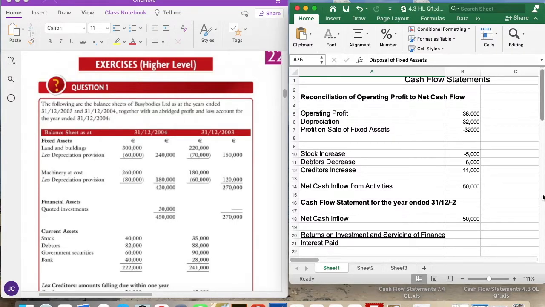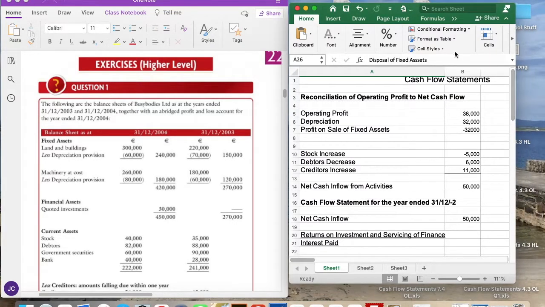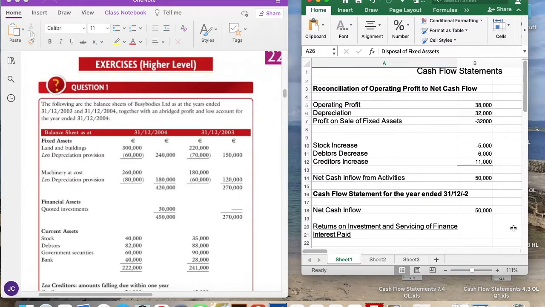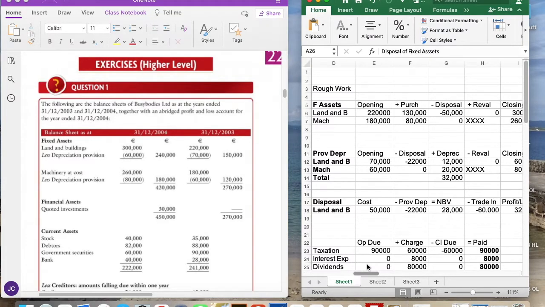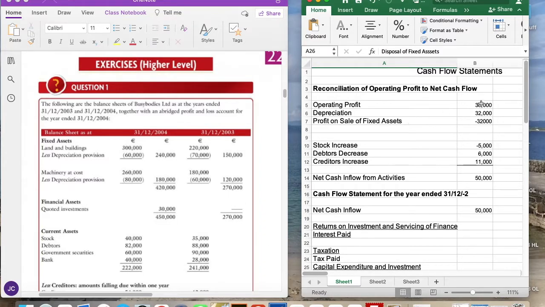So, cash flow statement. This is the question that we had looked at in class, and I'm going through the basics of how we complete question 1 from the textbook. I've already done the rough work. That's in a separate video, and I'll be referring to that and using it as I go through the question.